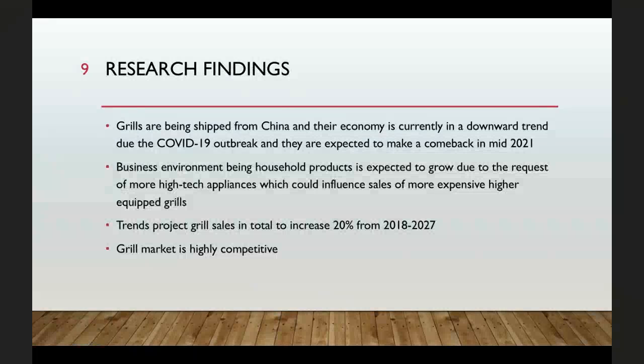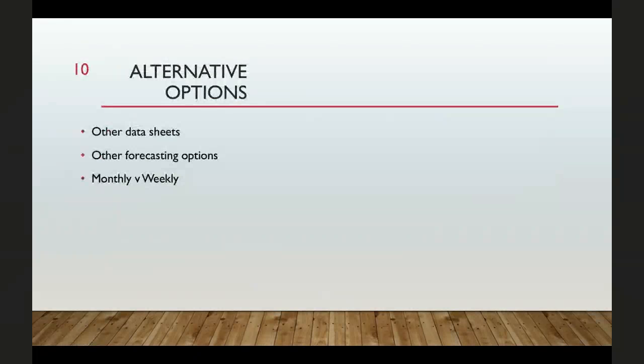And the last thing is the grill market is highly competitive. And with that being said, if we don't have an item that a customer wants, or a grill that a customer wants, then it's going to be no problem for them to just go to a different store and purchase that grill there. So alternative options would be other data sheets, other forecasting options, or a weekly versus monthly look.